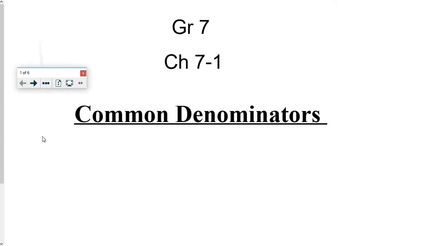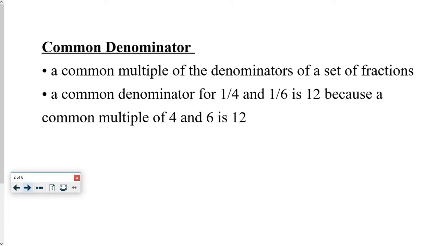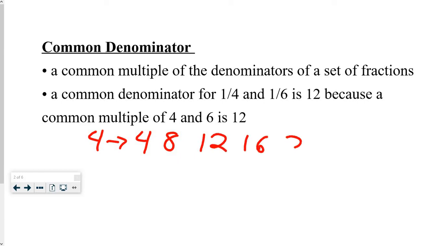So we're finally getting into the meat of the fractions part. A common denominator is a common multiple of the denominators of a set of fractions. So a common denominator for 4 and 6 is 12 because a common multiple of 4 and 6 is 12. When we're finding common multiples, we have to go larger. So when we take 4, we know that it's 4, 8, 12, 16, 20, etc.